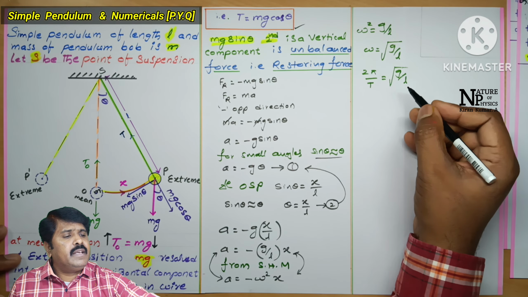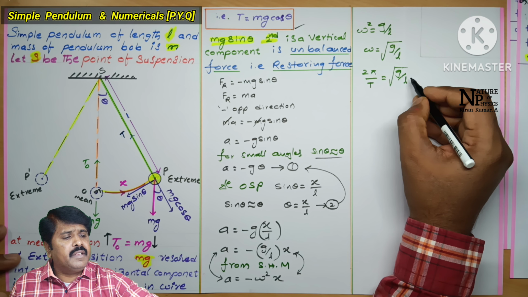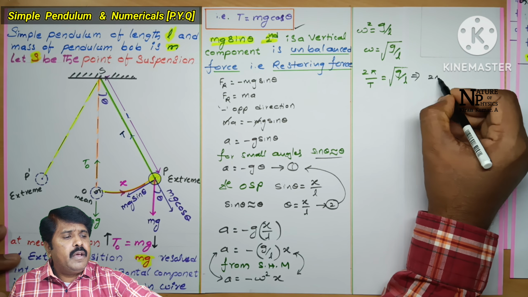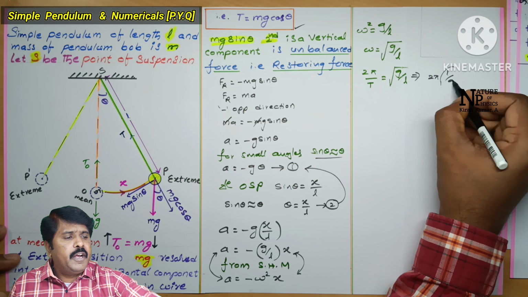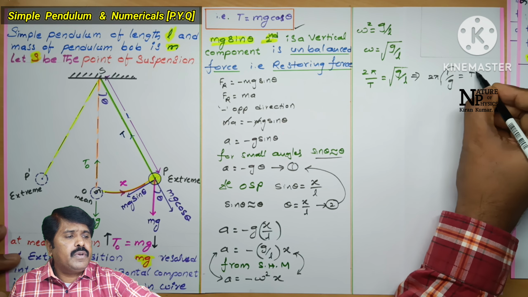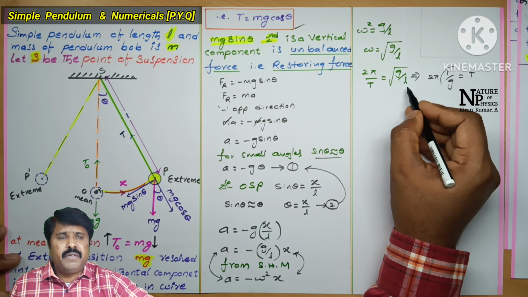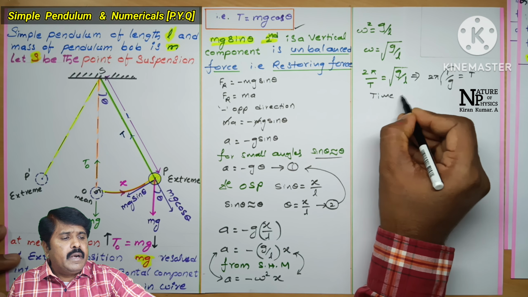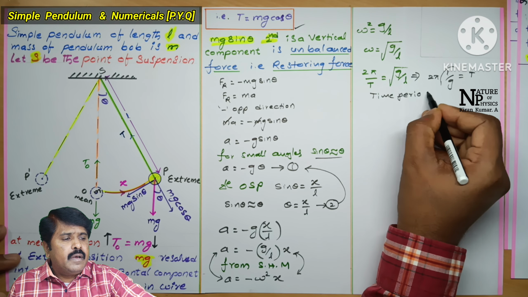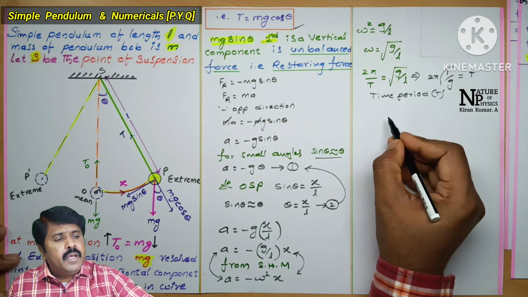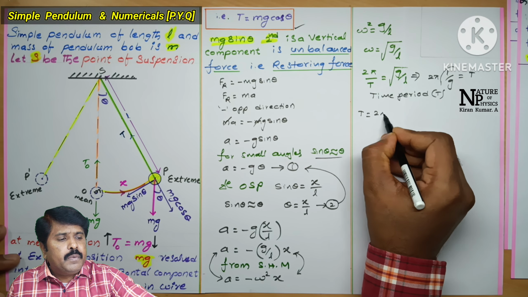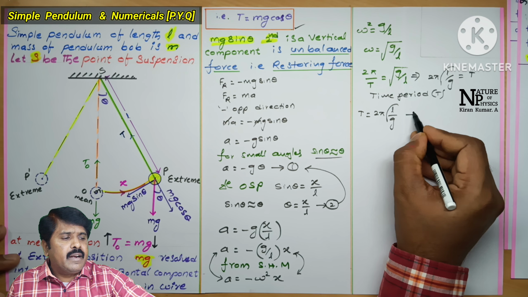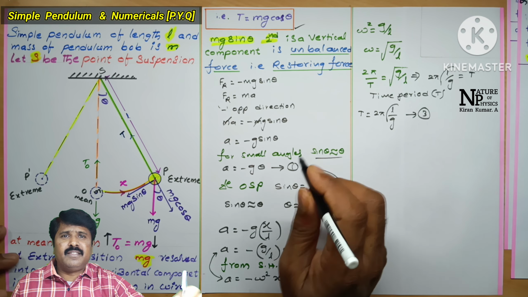Rearranging the equation and cross multiplying, 2 pi root over L divided by g is equal to T. So the time period T is equal to 2 pi root over L divided by g. This I write as equation number 3.